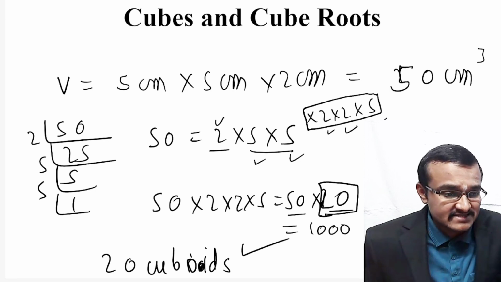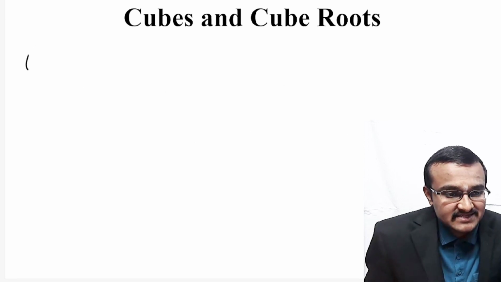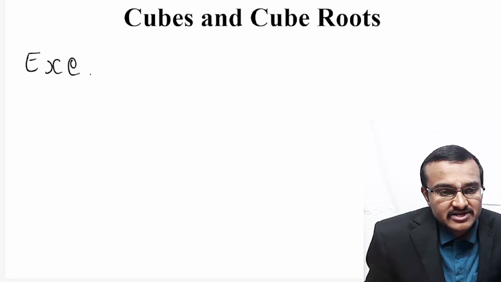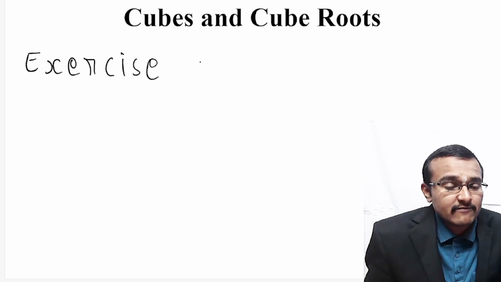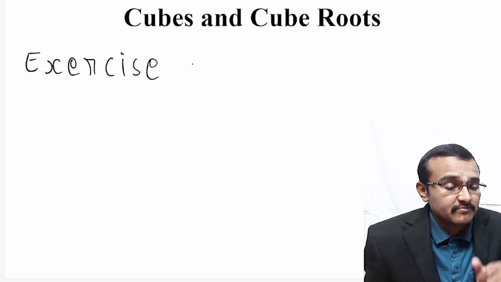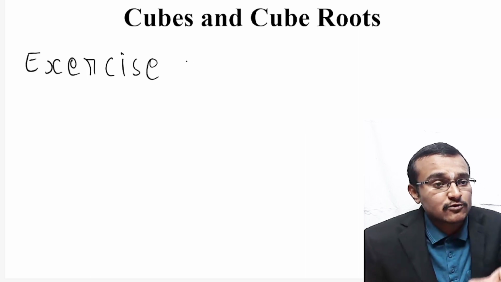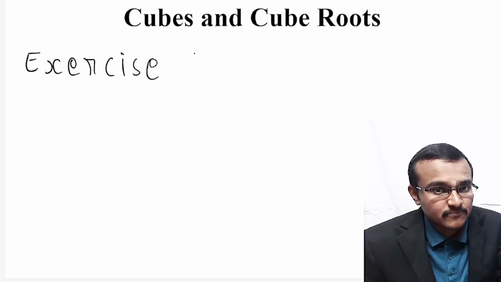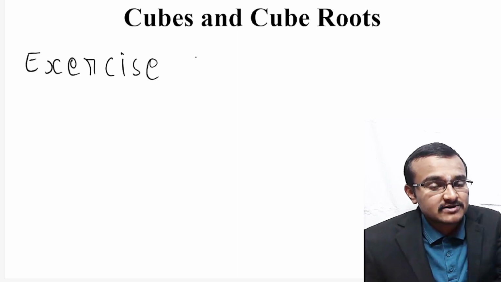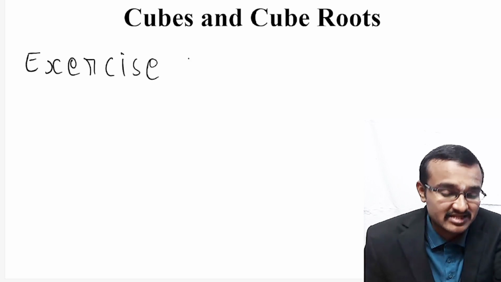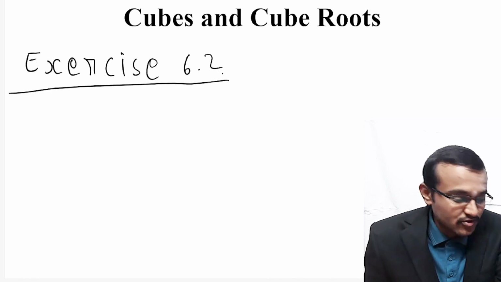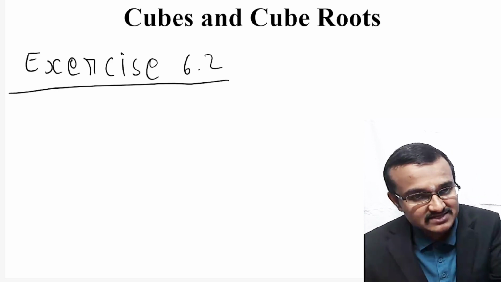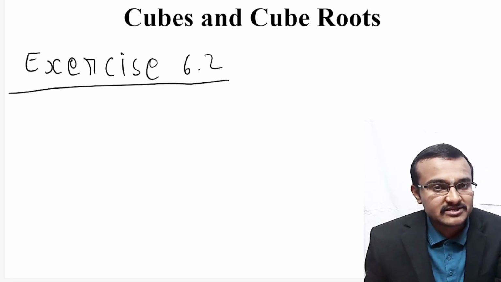So coming to the next exercise, that is exercise 6.2. Now I have explained what cubes are and what cube roots are, and I have also explained how to find whether a particular number is a perfect cube or not, and how to find the cube root of that perfect cube. To find the cube root of a particular perfect cube, you should use the prime factorization method. So now coming to exercise 6.2, you have two questions in this exercise. So let us go on solving those two.